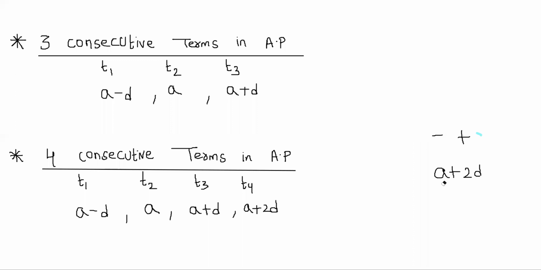ऐसे टाइप के सम में wherever they are asking us to find three consecutive terms and four consecutive terms, we are going to assume this two terms only. Let us start with the seventh sum of the third exercise, Exercise 3.3 question number 7. Now what is given in the question? Question में दिया है, in an AP the sum of three consecutive terms is 27 and their product is 504.